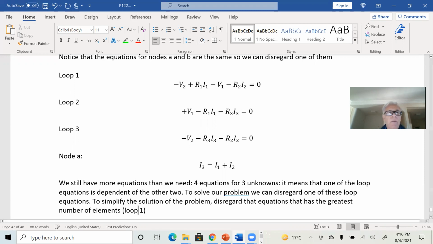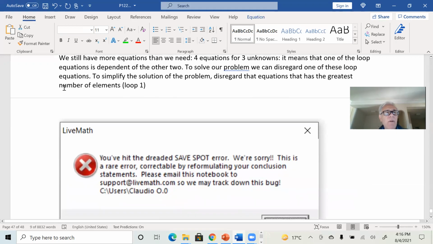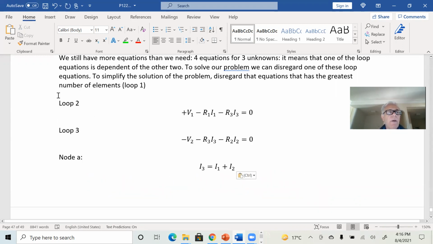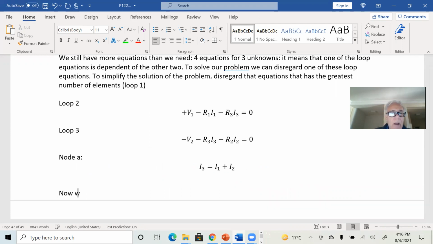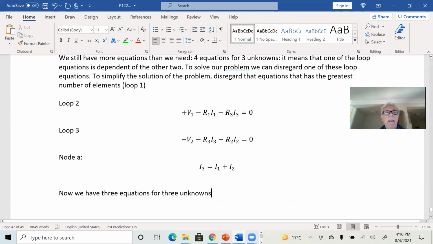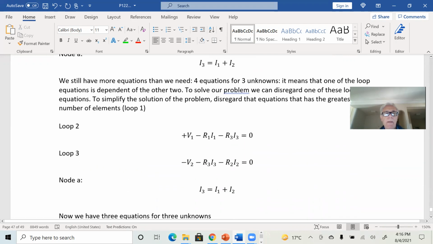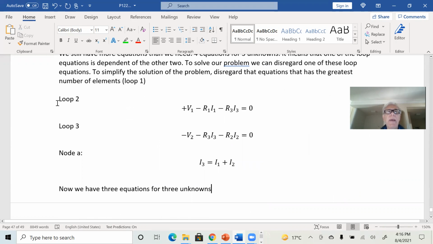Okay. So we end up with those 3, and we end up with only the right number of equations that we need, the necessary number of equations. Now we have 3 equations for 3 unknowns, and we can start solving this problem. Okay, so it's just a matter of applying your mathematical skills now.